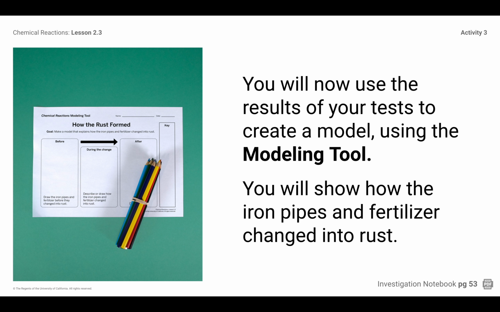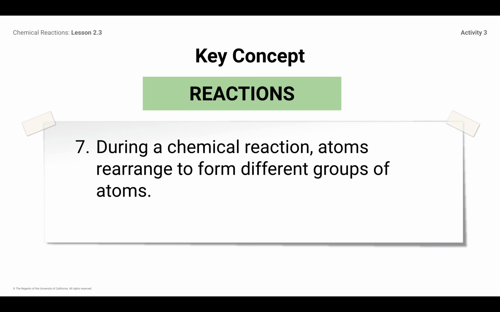All right, so this is how you're going to fill out the modeling tool. You are going to remember that we have key concept number 7. This is just a repeat. And I asked the kids to say this out loud because I'm trying to get you guys to study for your test, obviously, but then I'm also wanting them to understand what we just did and make that connection to the key concept. So during a chemical reaction, atoms rearrange to form different groups of atoms, which is what we just modeled.